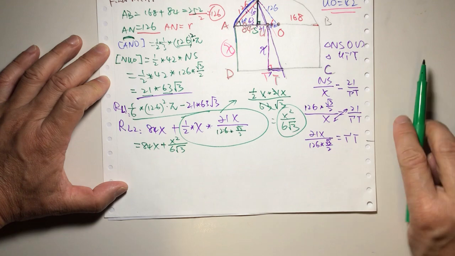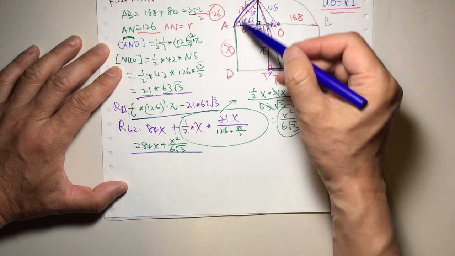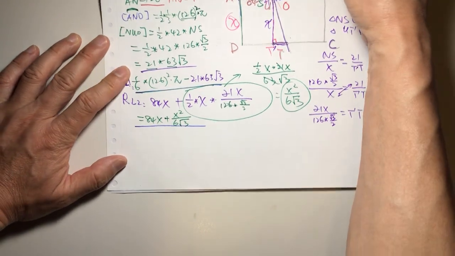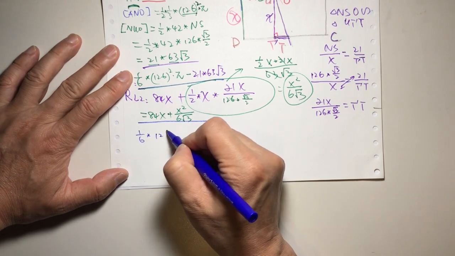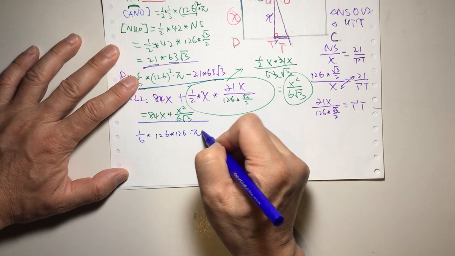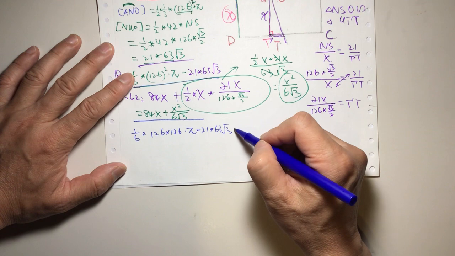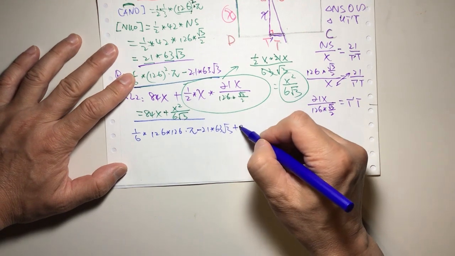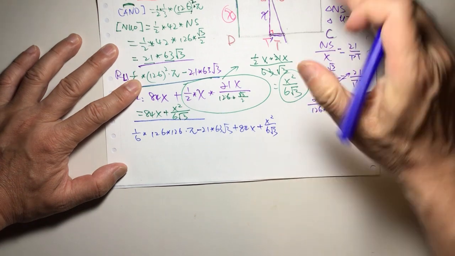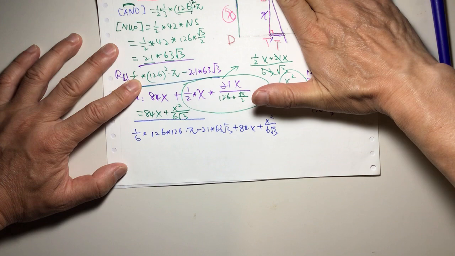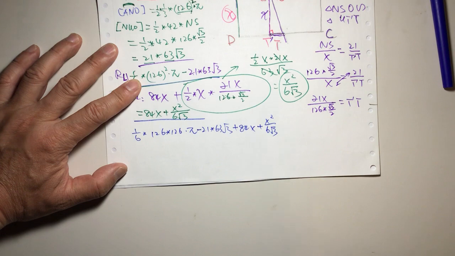So the sum of these two parts, this part plus this part plus this part, will be the total area 1/3. Okay, we will get 1/6 times 126 times 126 times pi minus 21 times 63 square root of 3, plus 84x plus x squared over 6 square root of 3. That's the left hand side part of the line L, which is 1/3 of the total area.